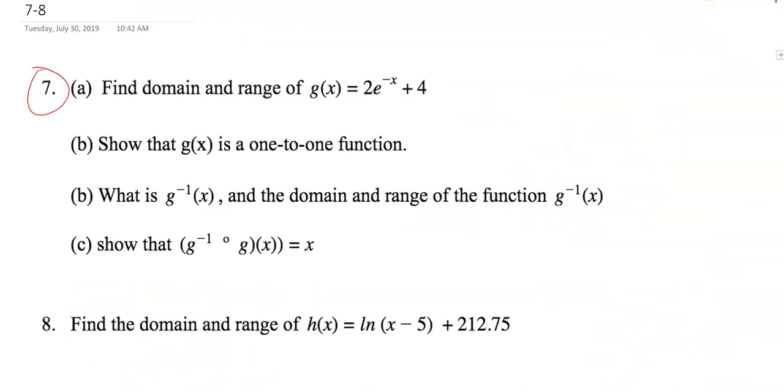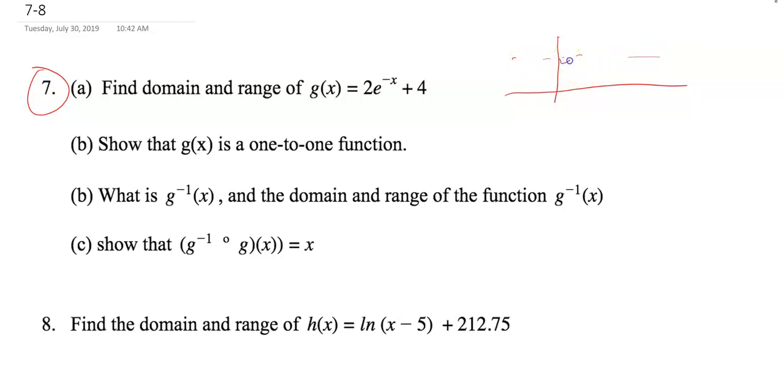Okay, let's look at another problem real quick. Let's look at number 7 on the sheet. Find the domain and range of g of x is equal to 2e to the negative x plus 4. What you might want to do, if you recall our e to the x function, is remember our original e to the x function: you're stretching that by 2, you're flipping it, and you're shifting it up 4.